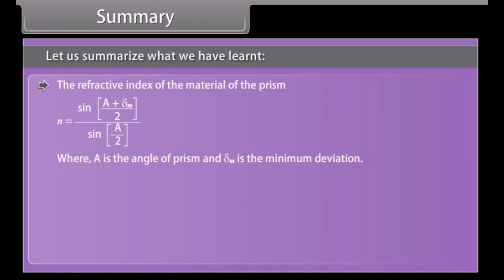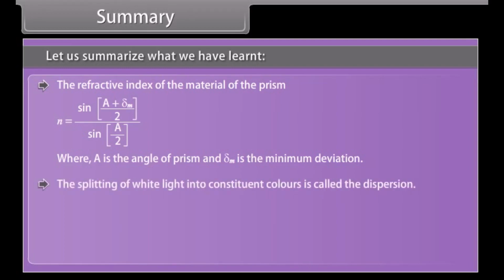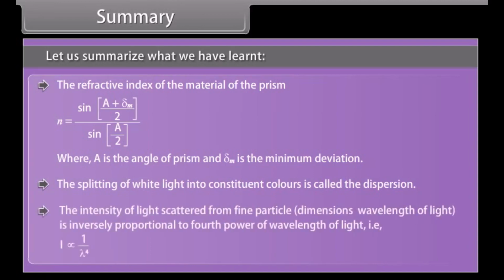The refractive index of the material of the prism, n is equal to sine of A plus delta m by 2 divided by sine of A by 2, where A is the angle of prism and delta m is the minimum deviation. The splitting of white light into constituent colors is called dispersion. The intensity of light scattered from fine particles, with dimensions smaller than the wavelength of light, is inversely proportional to the fourth power of wavelength of light, that is, I is directly proportional to 1 upon lambda raised to the power 4.